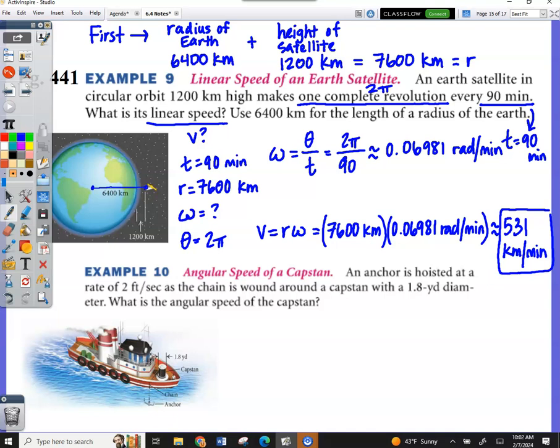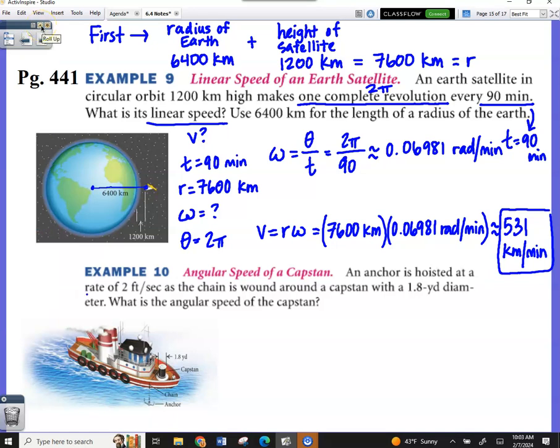The capstan is that gigantic, what looks like a spool. Oh, that's the thing that the anchor goes on. Isn't that called a spool in sewing? I think so. It looks like a gigantic spool, and it's where the metal anchor chain wraps around when they're storing it, and then it unwraps when they anchor down. Okay. It says that it is hoisted at a rate of 2 feet per second.